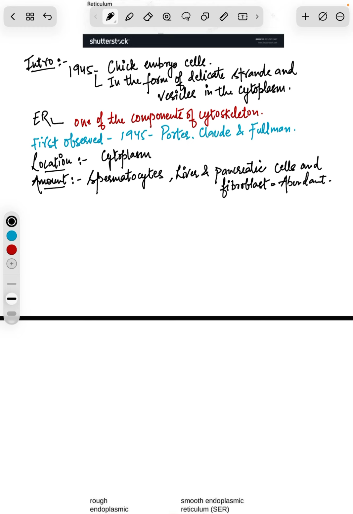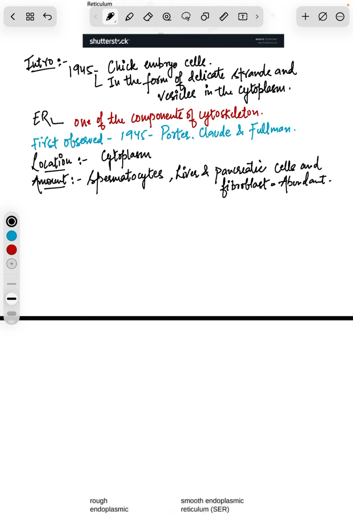Endoplasmic reticulum forms 30 to 60% of the total membrane in a cell. Okay, this endoplasmic reticulum is 30 to 60%, making up the total membrane of the cell.